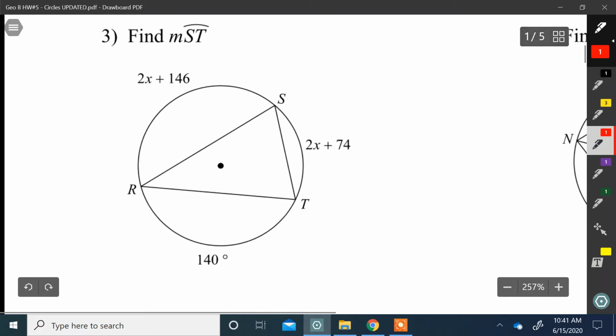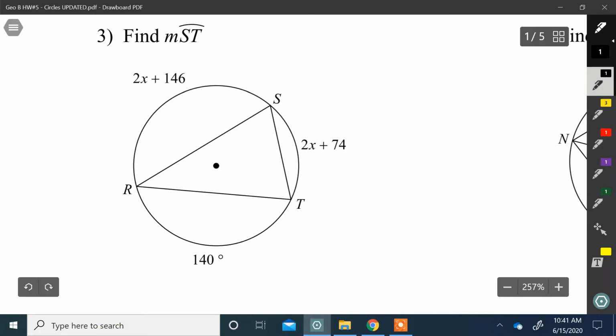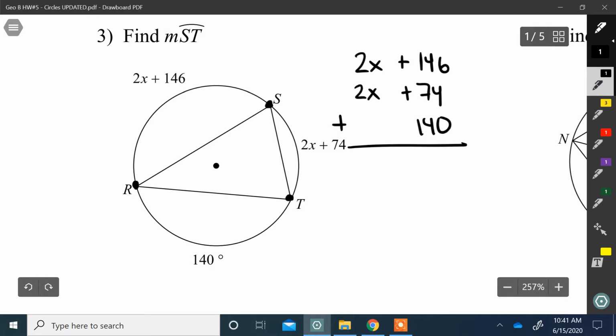Alright, here's where it gets a little bit more challenging. Well, on this one it's actually easy, because we're really not applying any formulas here. All we're doing is using the fact that the full circle is 360. So I have 2x plus 146. I'm going to do this fun thing where I just pile them up together, and then 140. And then I'm going to add all those together.